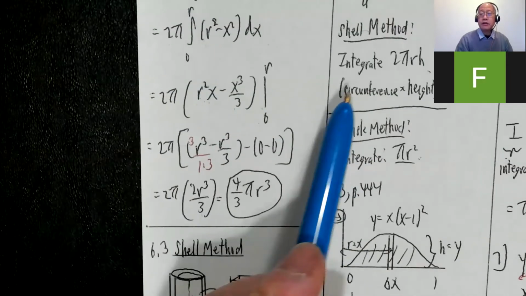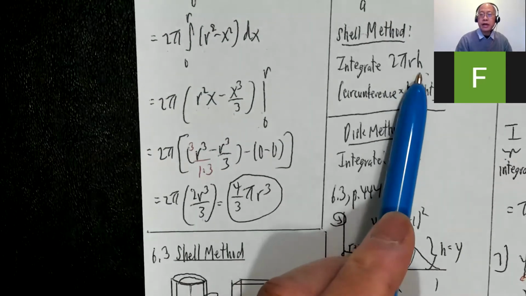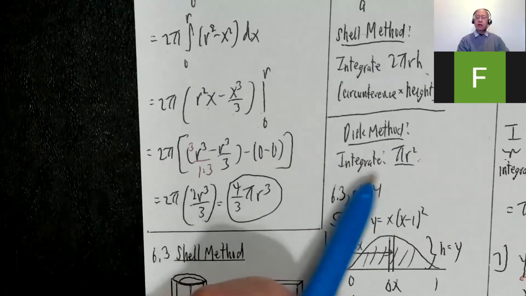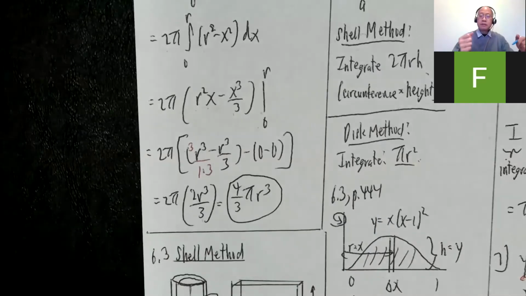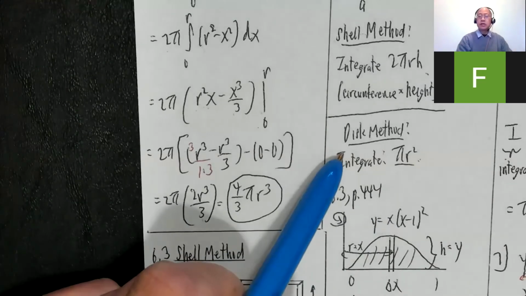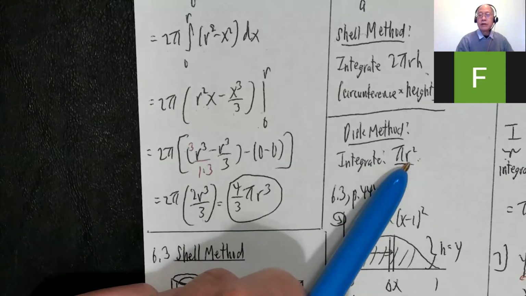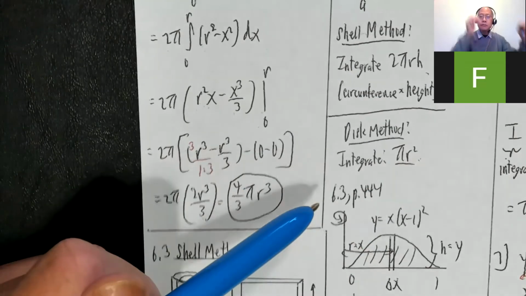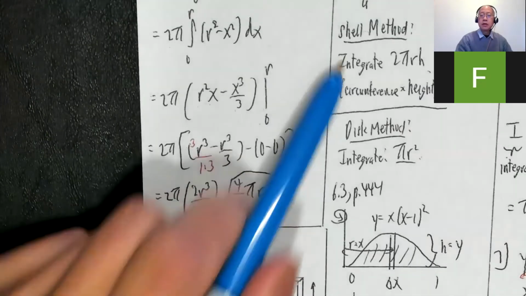Okay, so you're integrating 2 pi rh. So your question is, what's my r and what's my h for the shell method? And a quick reminder for the disk method, you're integrating pi r squared. So if you want to really compact everything in terms of what you want to do, so section 2, disk method, you integrate pi r squared. You have to figure out what r is. Shell method, integrate 2 pi rh. Okay, so I'm going to show you a bunch of shell method problems now.